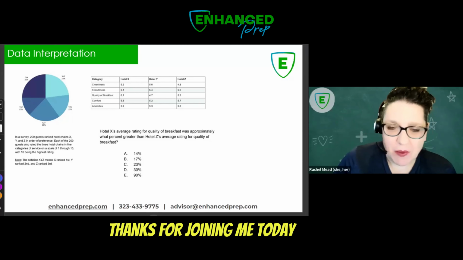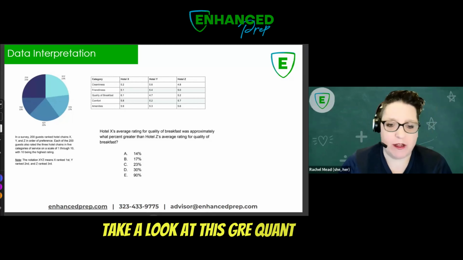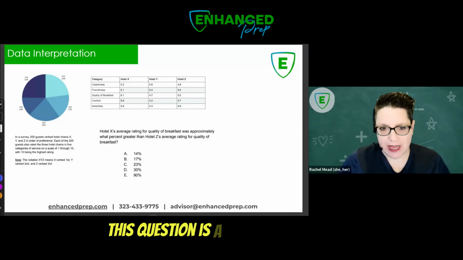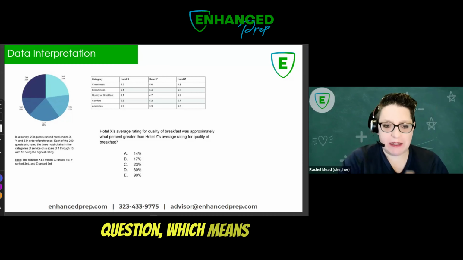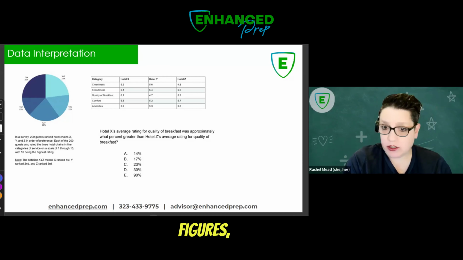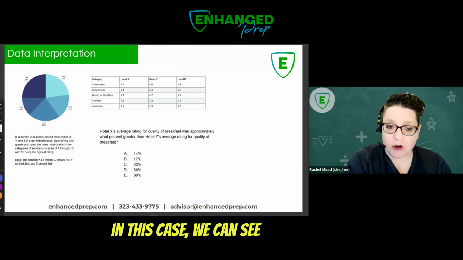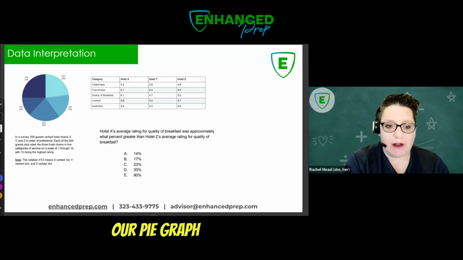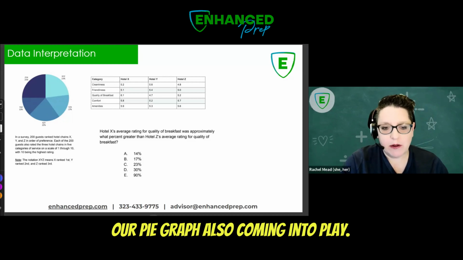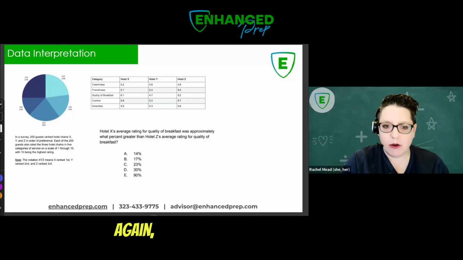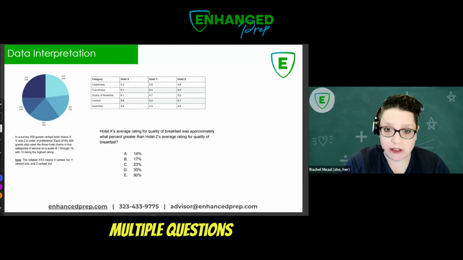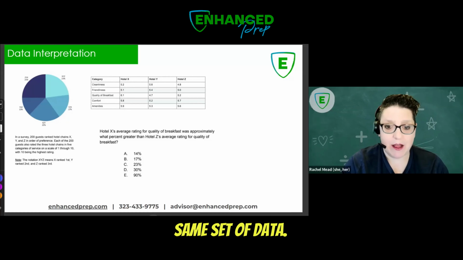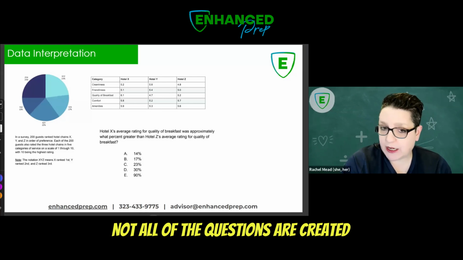Thanks for joining me today while we take a look at this GRE Quant question. This question is a data interpretation question, which means it pulls into play figures and charts. In this case, we can see our circle or pie graph also coming into play. One of the things to point out here is, again, we're typically going to have multiple questions that relate to the same set of data. Not all of the questions are created equally.